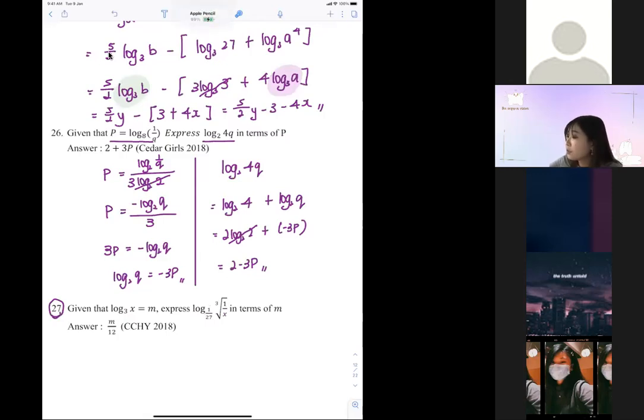Okay, I give you some time. Give you until 2:55. Let's see who can solve. Once you're done, take a picture and send me. I want to see everyone do. So just wait for me.